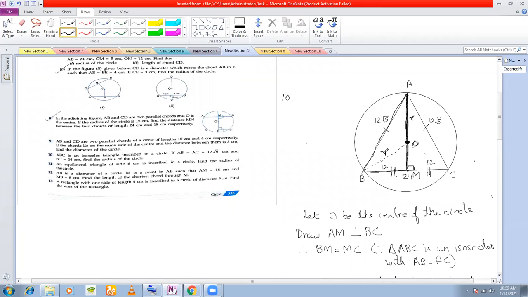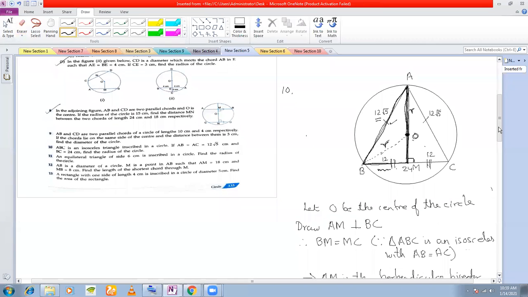And what about the length of this entire length, AM? We can find out with the help of Pythagoras theorem, because you know this is a right angle triangle in which this is your hypotenuse. Length of the hypotenuse is 12 root 5. The length of the base here is 12. Therefore, you can find out the length of the perpendicular. So let us apply Pythagoras theorem and find out the length AM.